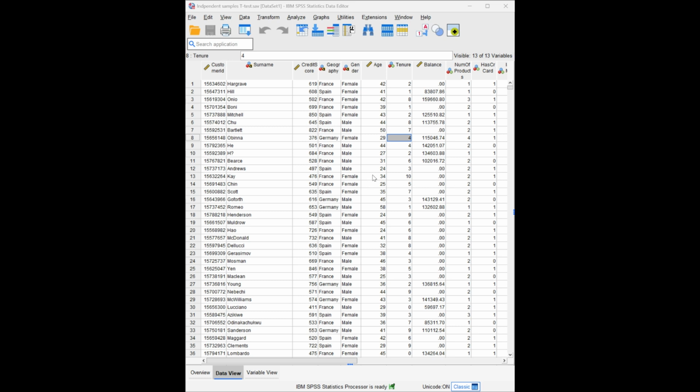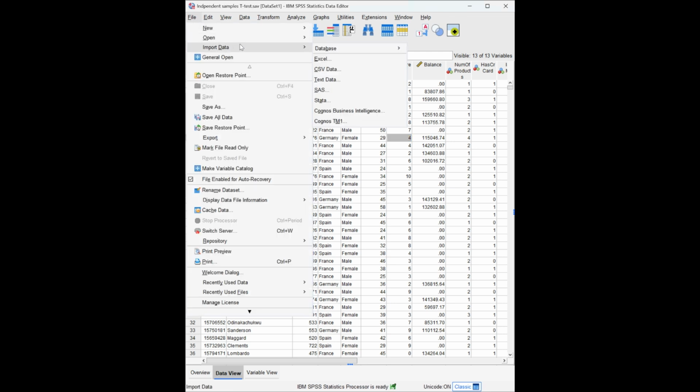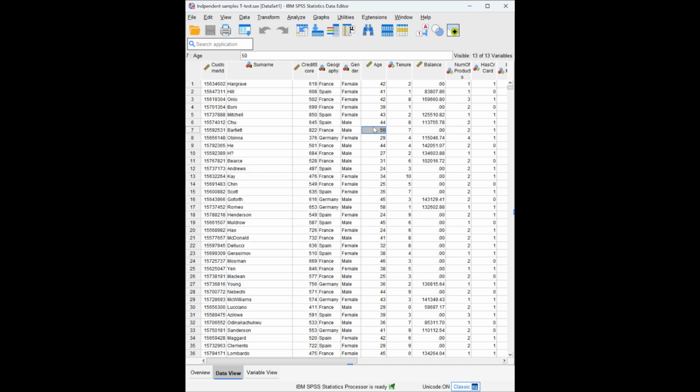Now, as you can see here, I have my data imported already, but if you haven't done so, you can always go up to here, File, Import Data, go down to CSV Data, since that's the file that we downloaded. Navigate to where you downloaded it and just open it. Or if you already have it imported, you can just go to Open and click Data, and you'll be able to find it that way. Now, one thing you want to keep in mind is to always make sure to verify your data before you even start anything.